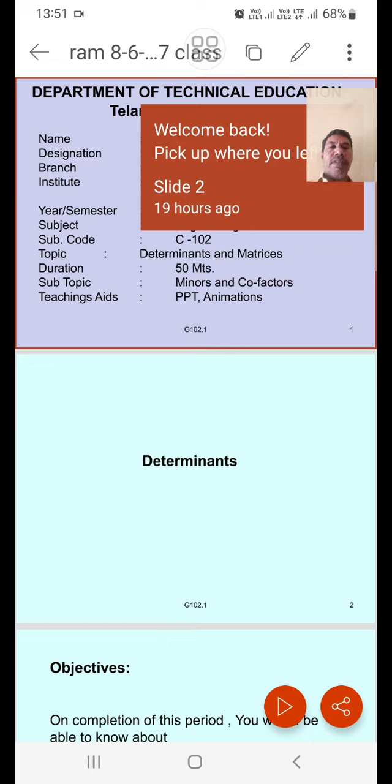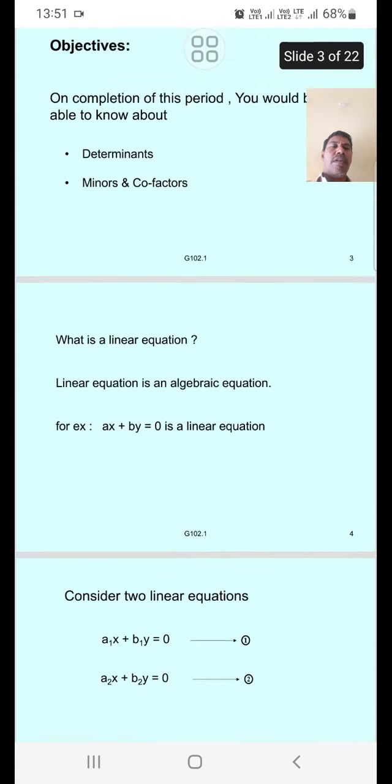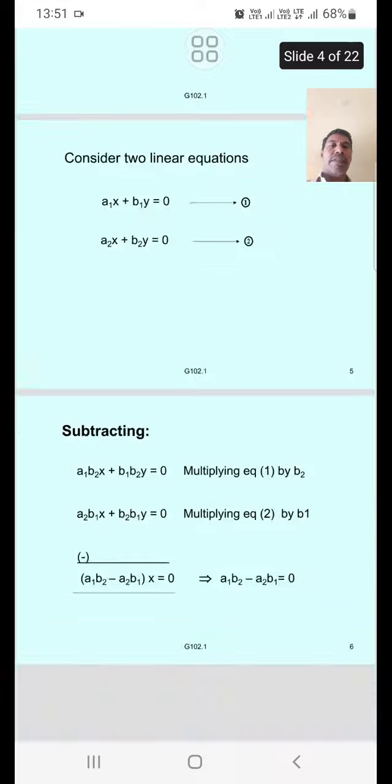Today we will discuss matrix and its determinant.